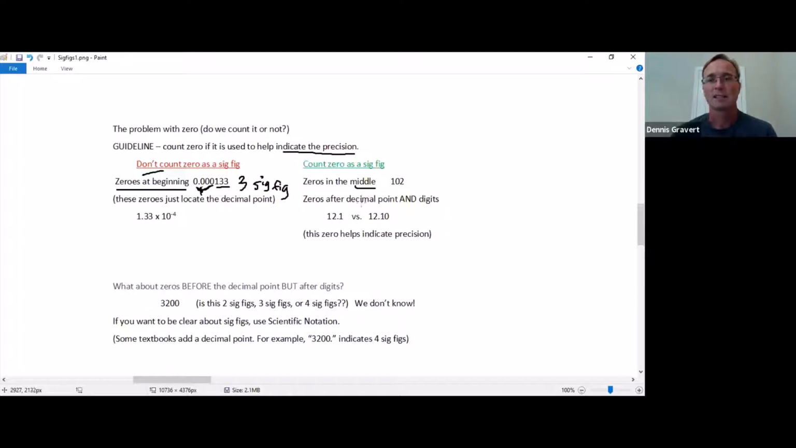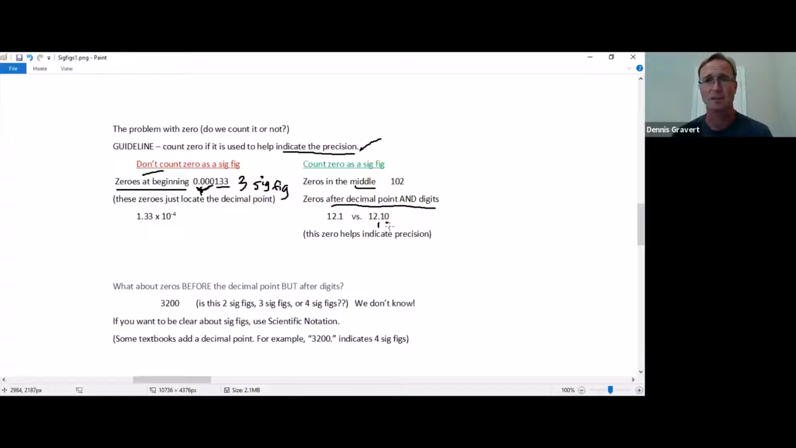Here it gets a little tricky. If there's a 0 that follows a decimal point, or in other words, you have a 0 after both a decimal point and a digit, you do count it. And again, go back up here to this guideline. Why is a 0 here? Okay, so we got 12.1 versus 12.10.